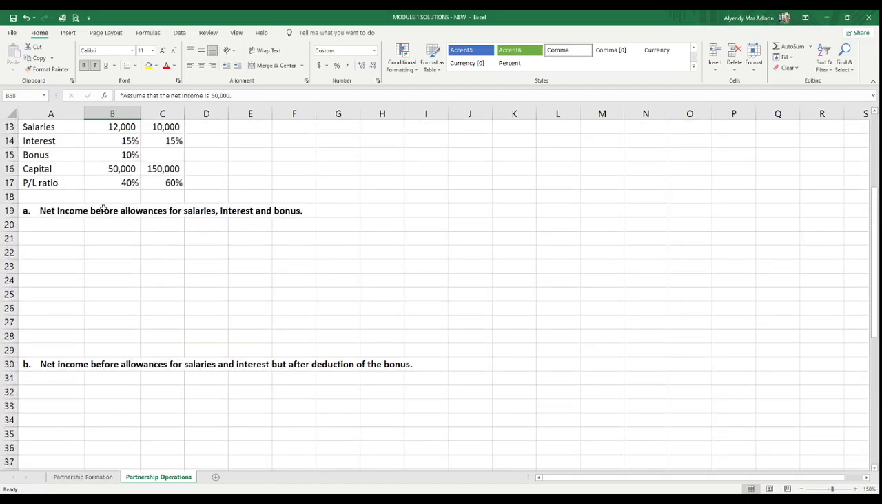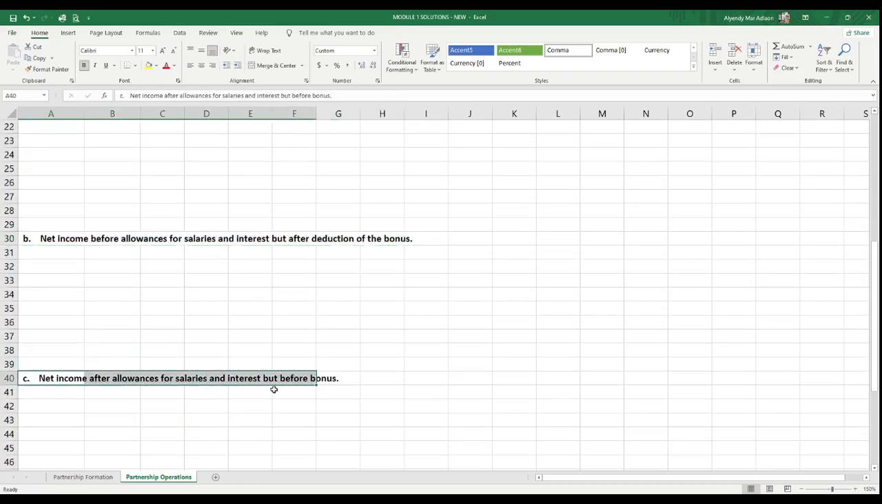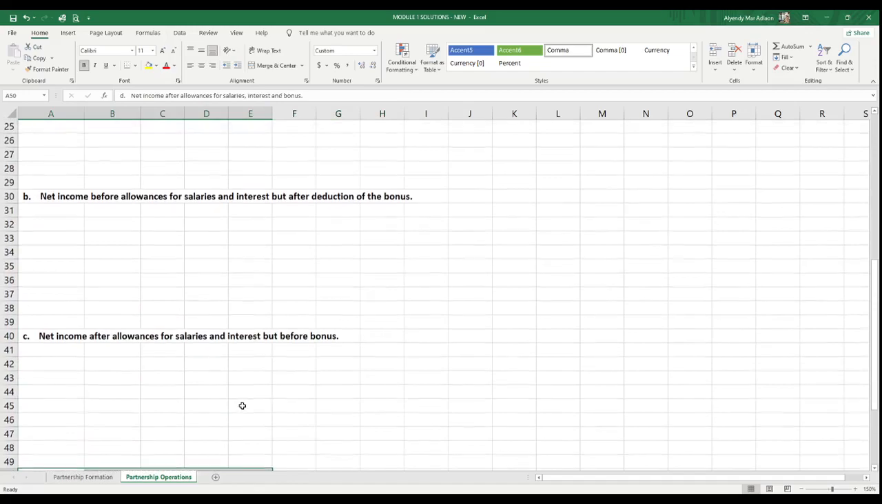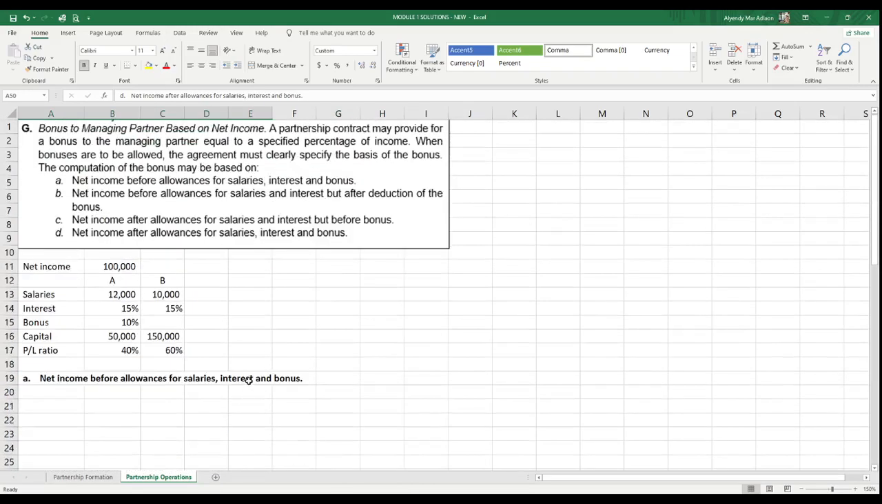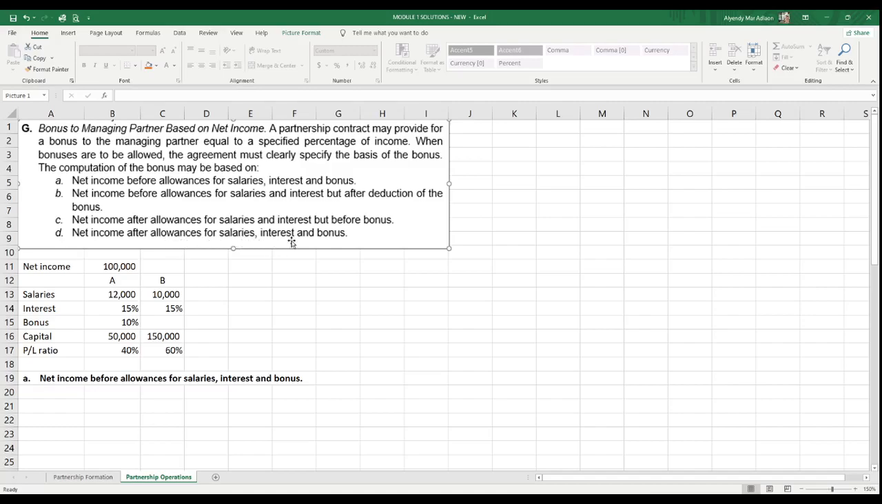So these are some of the basic bases for the computation of bonus, but for a lot of problems, it would really depend on what the partners have agreed. For the first one, it could be net income before allowances for salaries, interest, and bonus; net income before allowances for salaries and interest, but after deduction of the bonus; net income after allowances for salaries and interest, but before bonus; and net income after allowances for salaries, interest, and bonus.